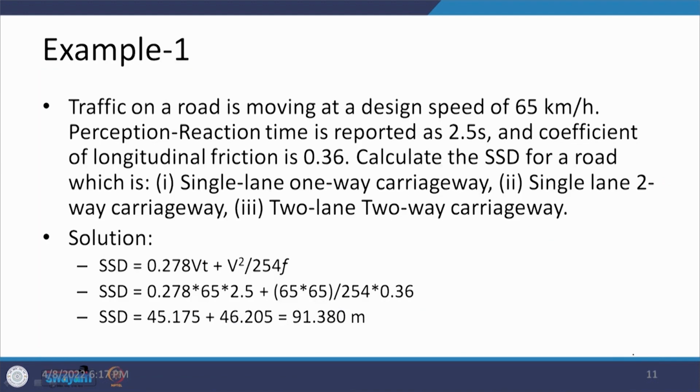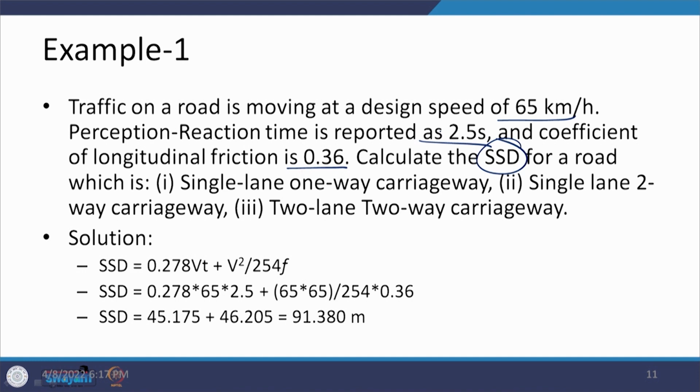Here we have an example, and let us look at this example. We have traffic moving on a road, the speed is given as 65 kilometers per hour, PRT is given as 2.5 seconds, the factor F is given as 0.36, which is the coefficient of longitudinal friction, and we have to calculate SSD for the three given conditions.